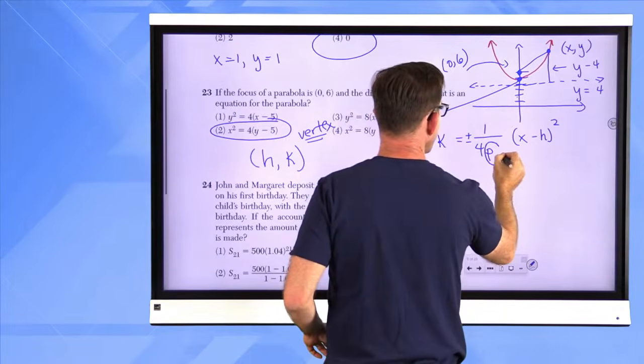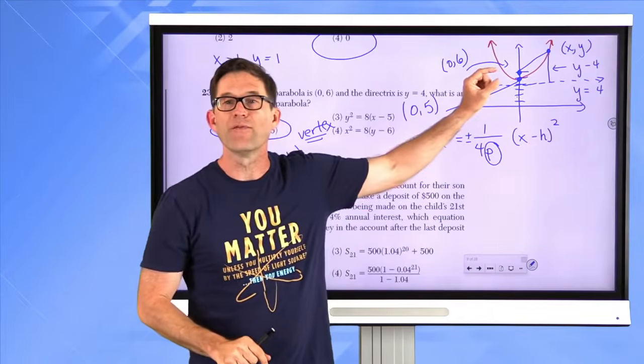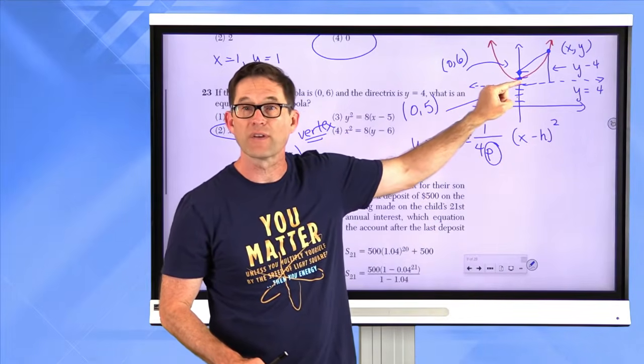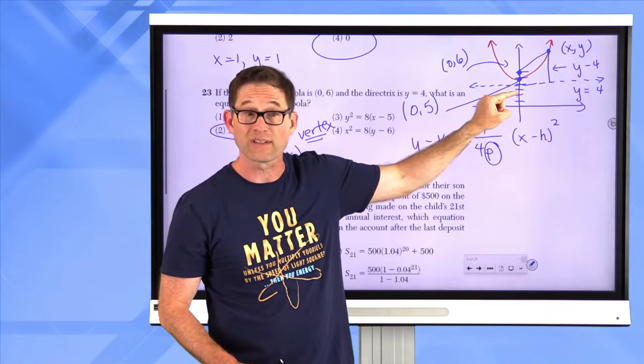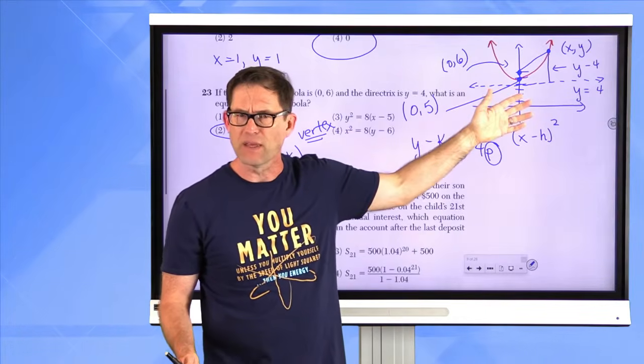What is this weird p? Okay, p is what's called the focal length distance. It's the distance between the focus and the vertex, which is the same as the distance between the vertex and the directrix. In here, p is equal to 1. Often p is equal to 1.